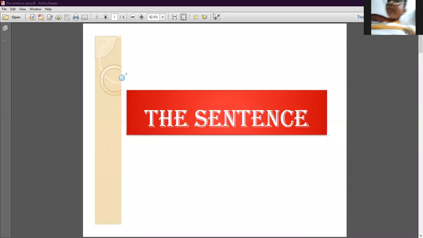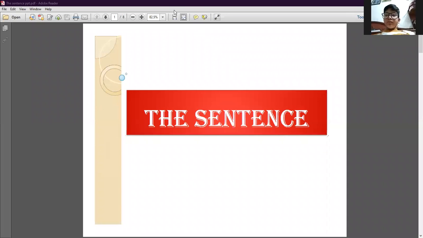Everyone, I am Rashmi from Lial Public School. Today we are going to study the very first chapter of English grammar, that is the sentence. In this chapter we will understand what a sentence is and what the characteristics of a sentence are.